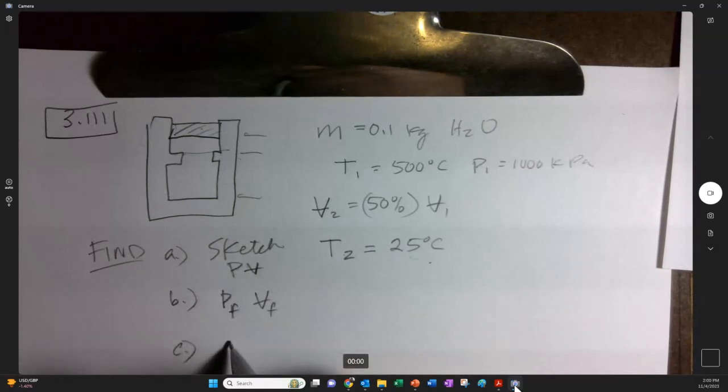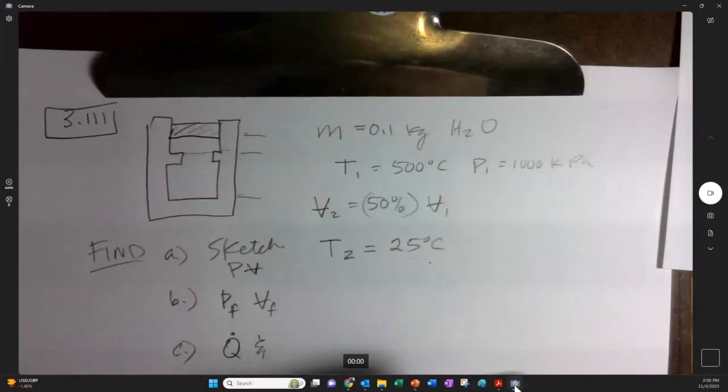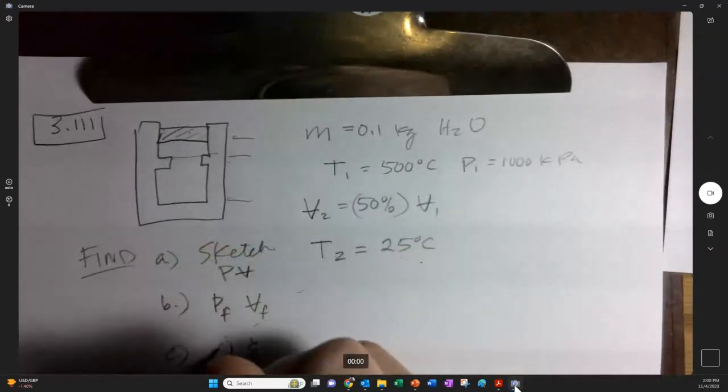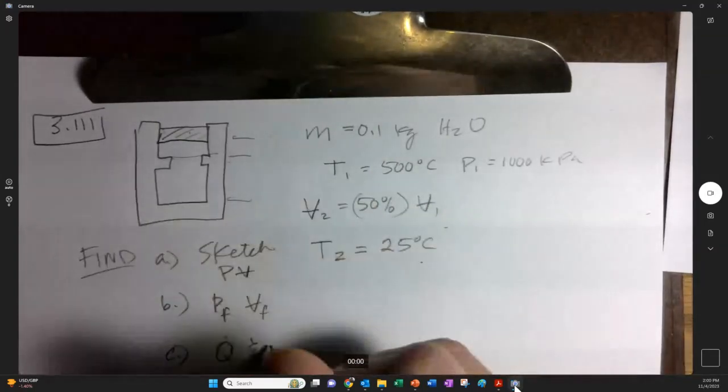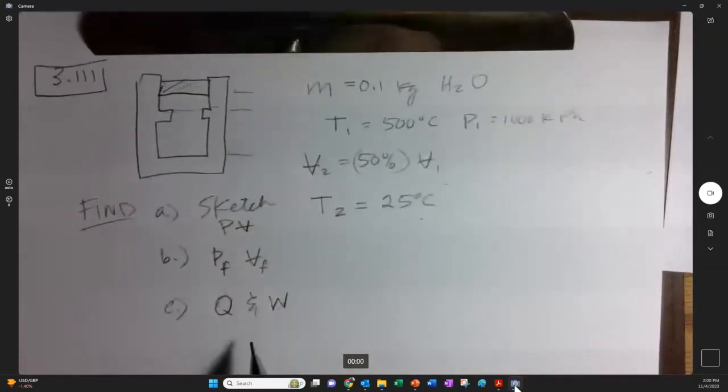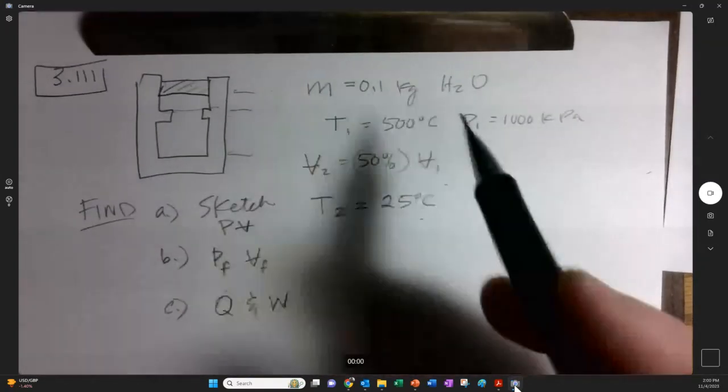And we want to find the heat transfer. It's not a Q dot, sorry, because there's no mass flow and there's no time, there's no per-time thing happening. So we have these right here, and it's going to be little q and little w, because we know the mass.